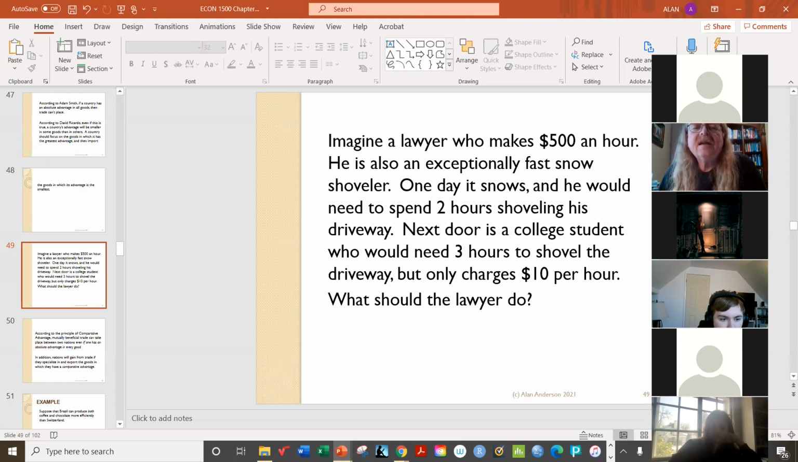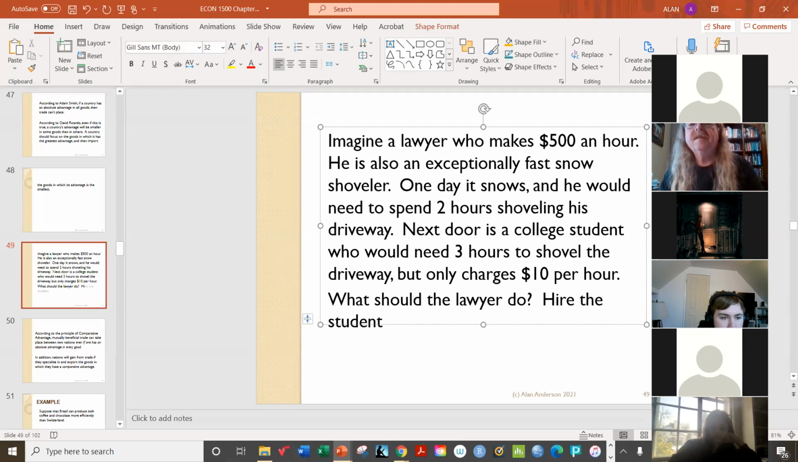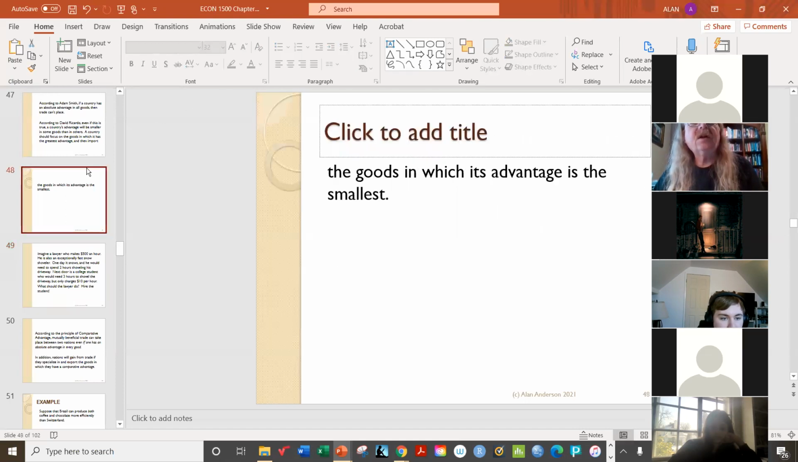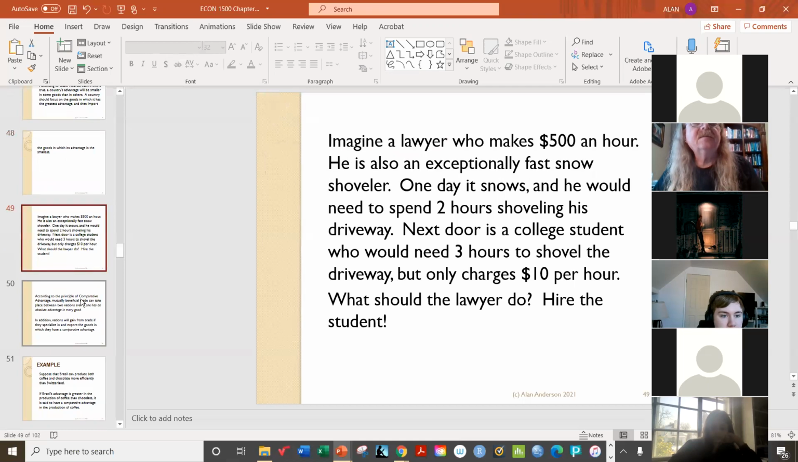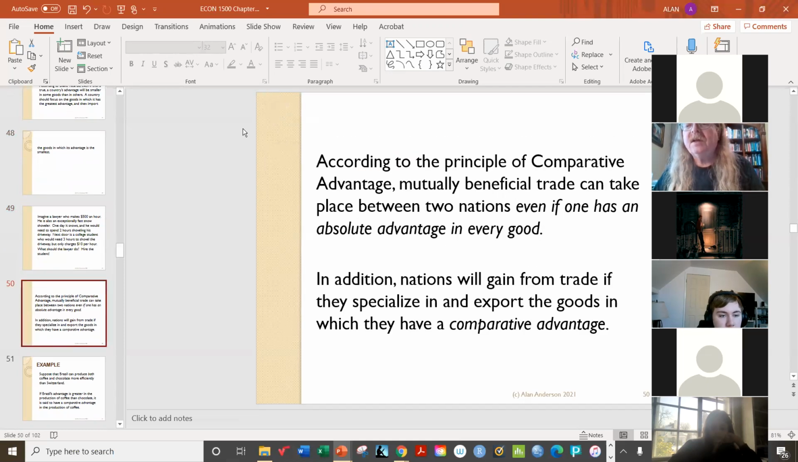And so in terms of trade, this is exactly what we're trying to accomplish. So I just want to mention this here. The lawyer should hire the college student, okay? And so I think it's pretty clear why that would have to be the case. So that's why the US doesn't make its own clothes. Why? The time that we could spend making clothes could also be spent making other more advanced products that we could then sell for a profit to other countries.